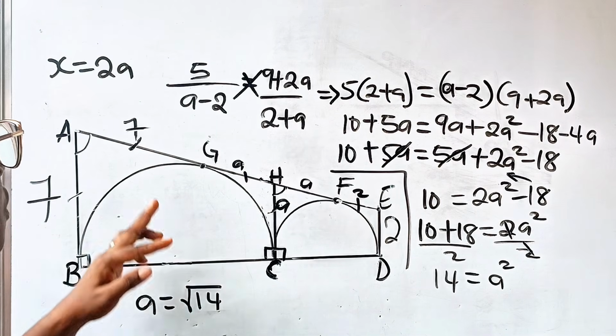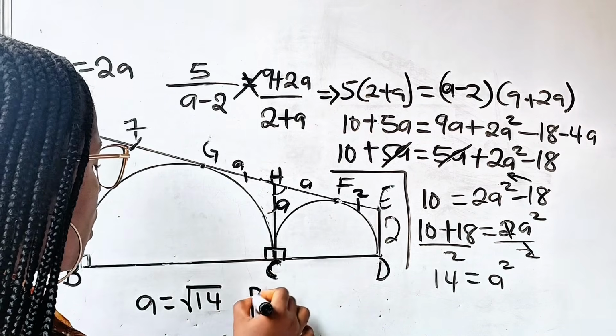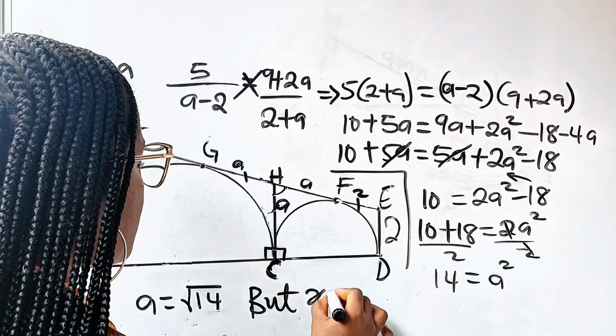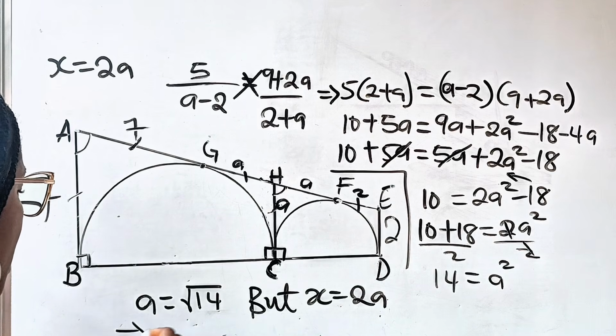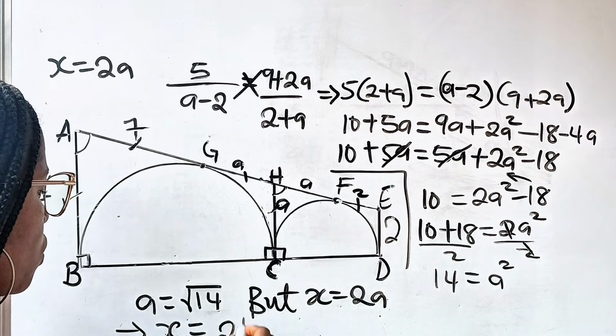That means, remember that x is equal to 2A, right? So it means that our final answer for x will be 2 root 14.